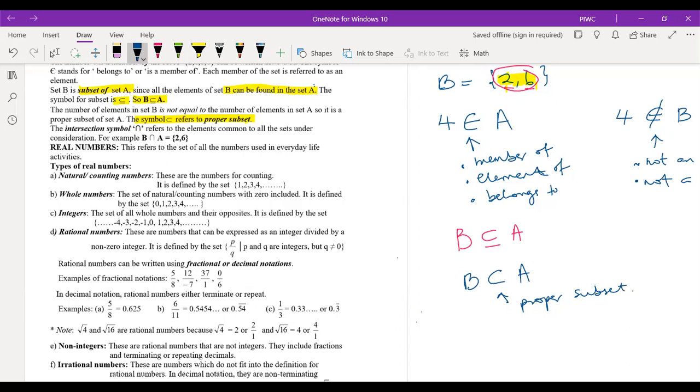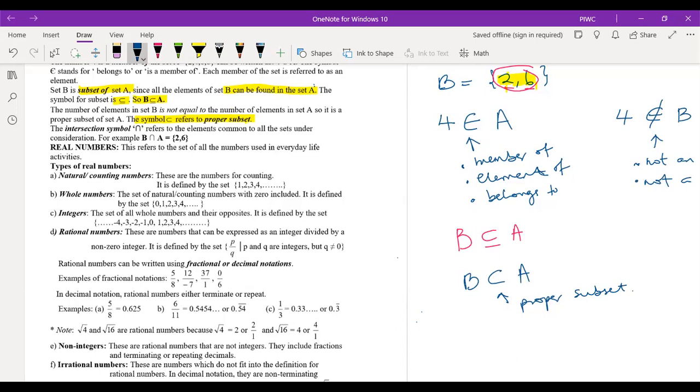So one way you can think about this symbol is like a less than symbol. A less than symbol means the number of elements here is less than the number of elements in A. Whilst for the regular subset, it could be equal to or less than, right? Equal to or less than. Okay, so let's give one example.